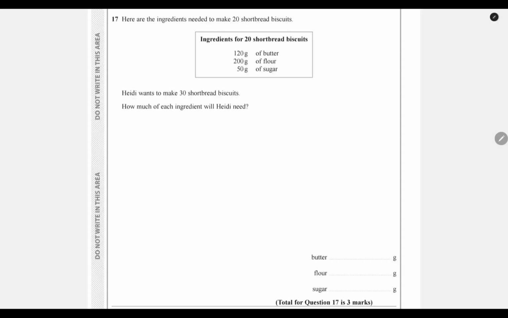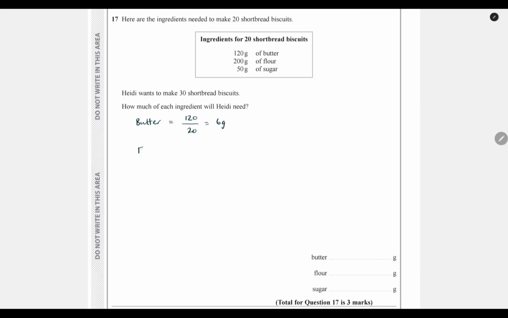Question 17 says, here are the ingredients needed to make 20 shortbread biscuits. Heidi wants to make 30 shortbread biscuits. How much of each ingredient will Heidi need? Well, we have the ingredients for 20 shortbread biscuits, and so we can work out the grams we need for one shortbread biscuit by dividing by 20. So for butter, it's 120 divided by the 20 shortbreads, and that's equal to 6. So we need 6 grams for one.